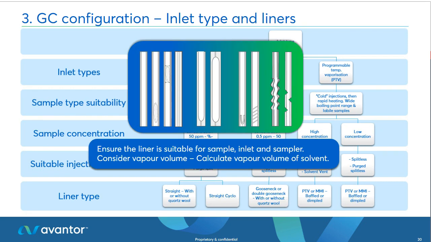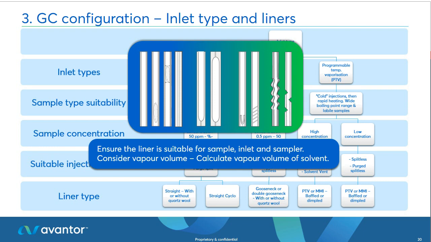So when we're looking at the liner types for the splitless and PTV inlets, you can see that there's straight liners, straight cyclo, gooseneck or double gooseneck. We've got then PTV or MMI specific liners that are baffled and dimpled. So for each inlet, and then for a lot of injection modes and injection types, and then types of samples, liners are different. So this is why understanding the type of inlet you have then leads you to understand the type of samples you can introduce.